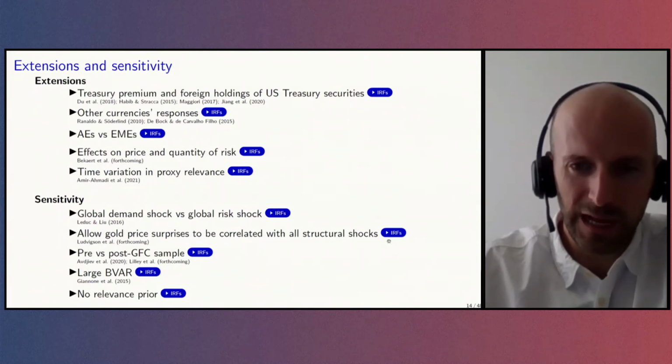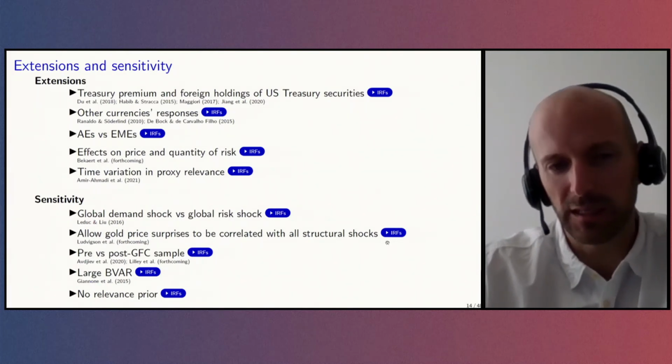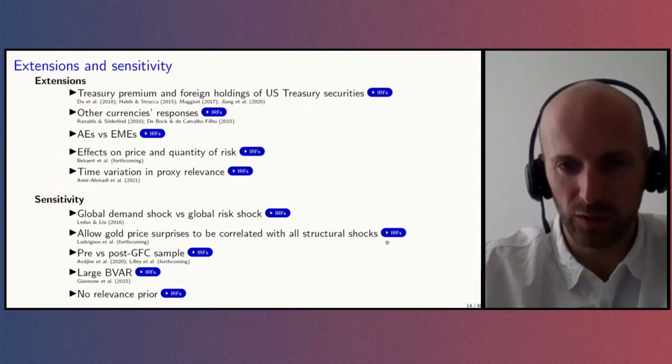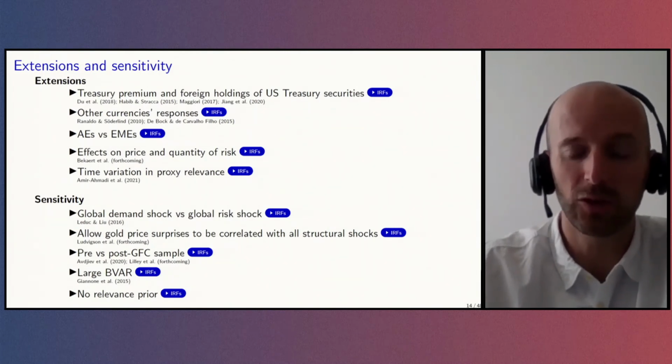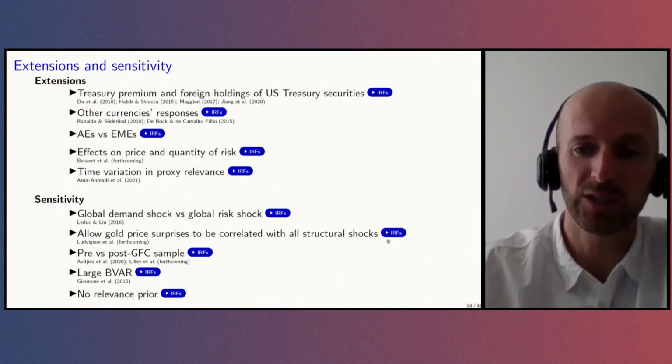Second sensitivity analysis relates to what I said, that the exogeneity condition, that the gold price surprises are uncorrelated with all non-global risk shocks.